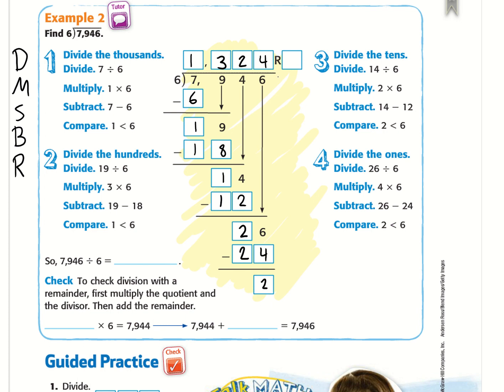We can no longer bring down, so instead of repeat, now we're going to be at the remainder. So we have 2, and it's very important that we write the remainder 2 in our quotient because this is part of our answer. So we have 1,324 remainder 2.